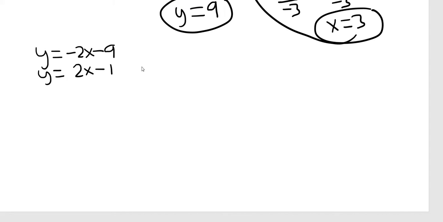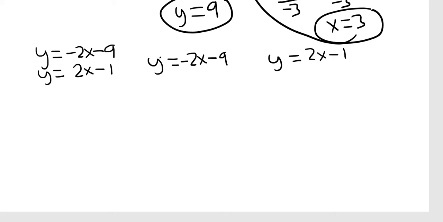For this next one, we have this system: y equals negative 2x minus 9, and we also have the second equation of y equals 2x minus 1. Our very first step is to write these two equations side by side. Our second step is to figure out if one of the equations has been solved for one of the variables, which in this case, both equations have been solved for the y.